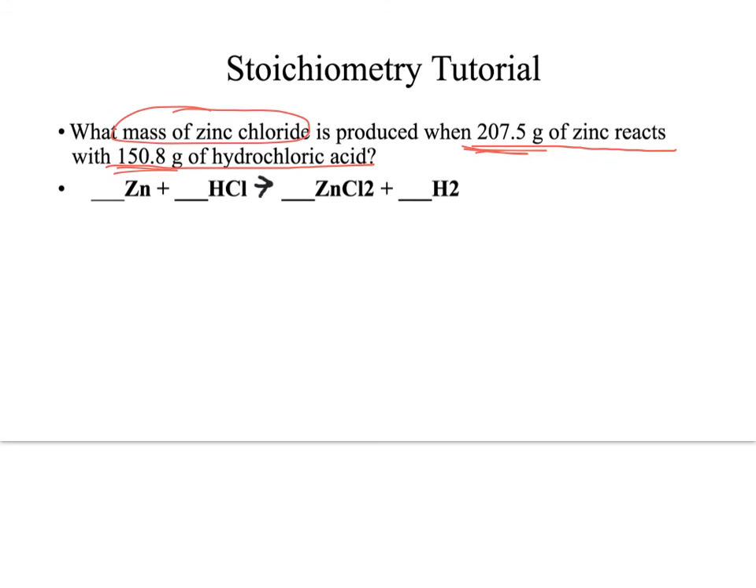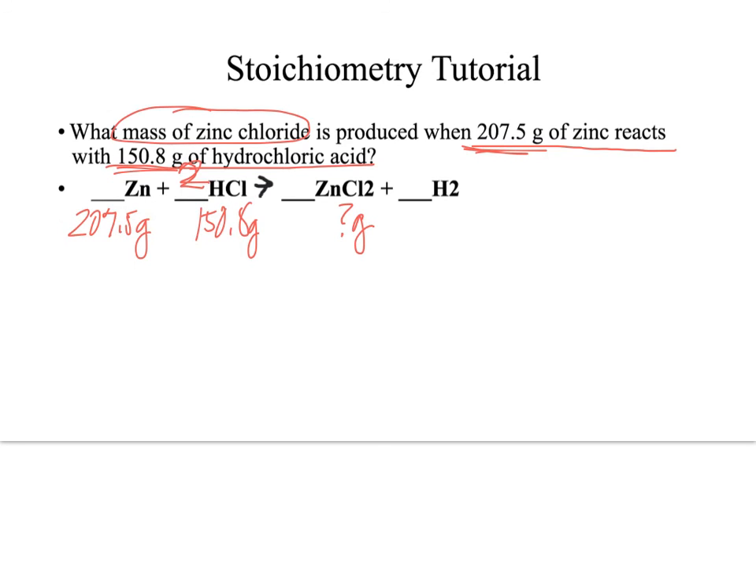So let's balance this equation really quickly. I see that I have 2 chlorine and 2 hydrogen on the product side, and I only have 1 of each on the reactant side. So I'm going to fix that by putting a 2 right there. Okay, so it gave me 207.5 grams of zinc, and it gives me 150.8 grams of hydrochloric acid. And then, of course, I am solving for grams of zinc chloride.